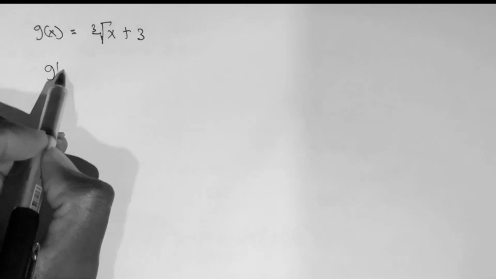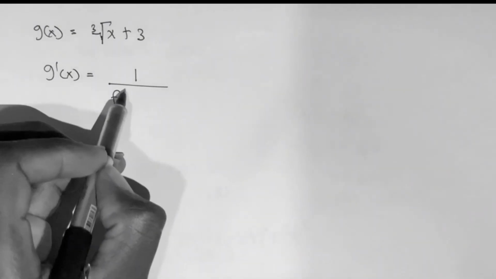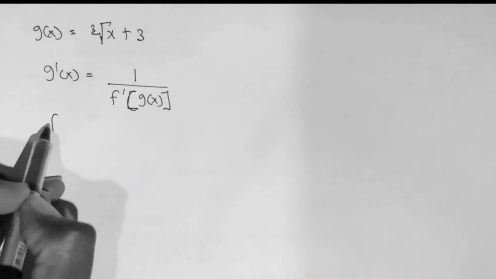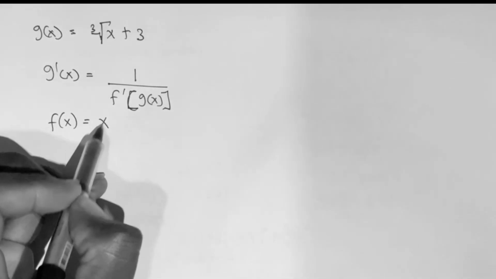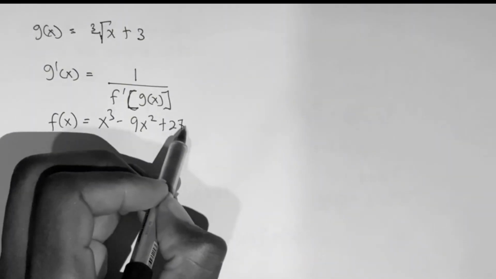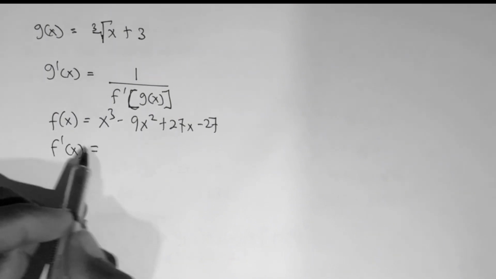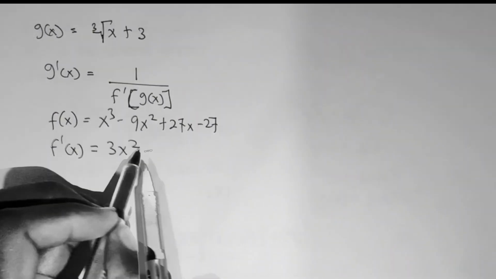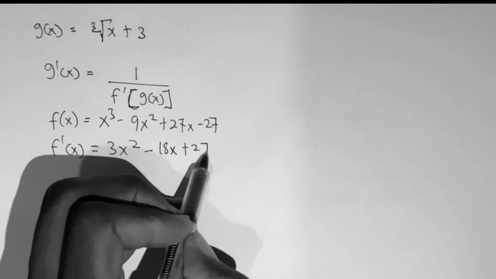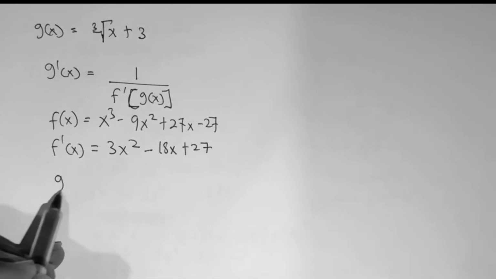But we know that g prime of x is equal to 1 divided by f prime of g of x. But we know that f of x is equal to x cubed minus 9x squared plus 27x minus 27. So let's find f prime of x. And this is equal to 3x squared, then minus 18x, then plus 27. So using this formula, we can then find g prime of x.